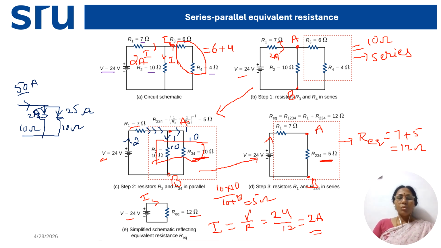So we have to solve any network based on its connections. If elements are in series, add the resistors. If two elements are in parallel, take R equivalent as R1 R2 by R1 plus R2, or else 1 by R equivalent equals 1 by R1 plus 1 by R2, and so on, based on the number of elements in parallel. So this is about series and parallel circuits.